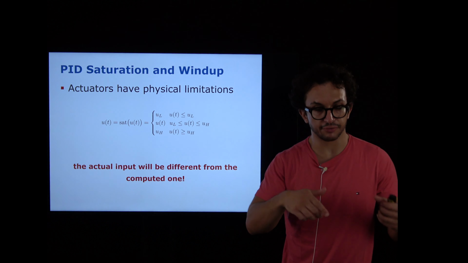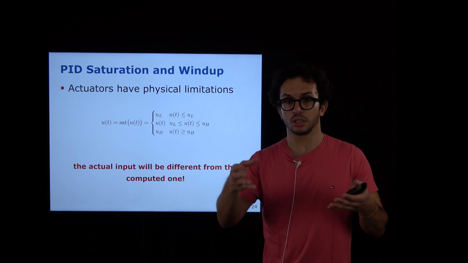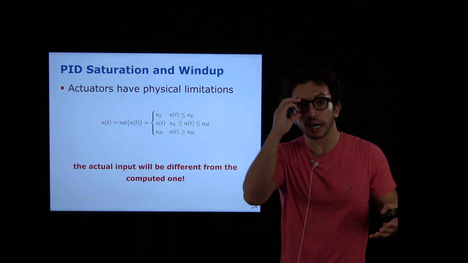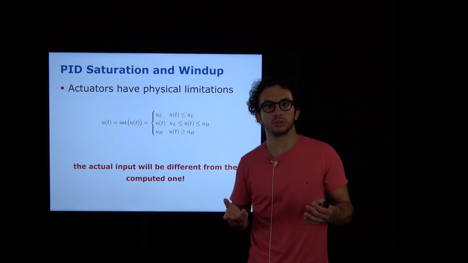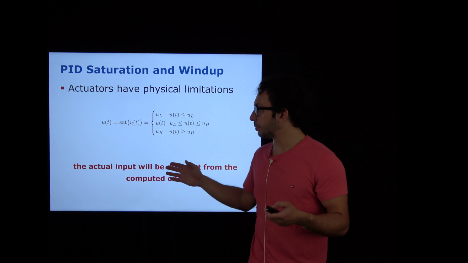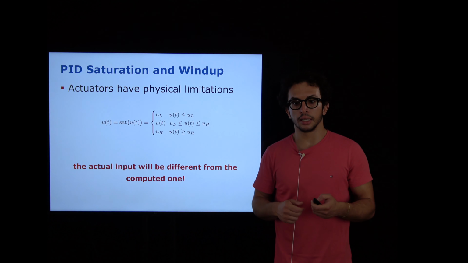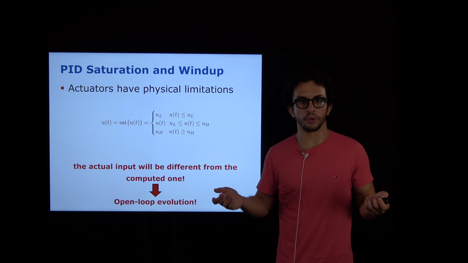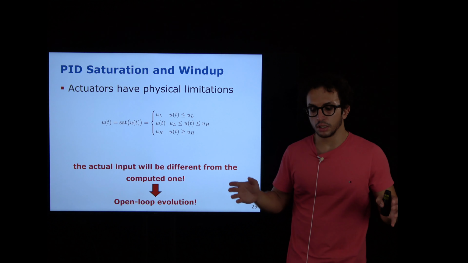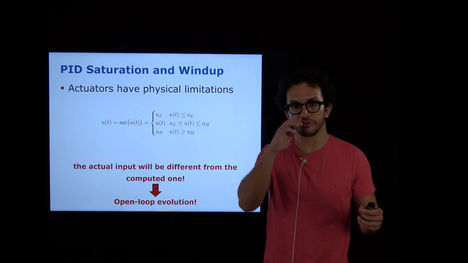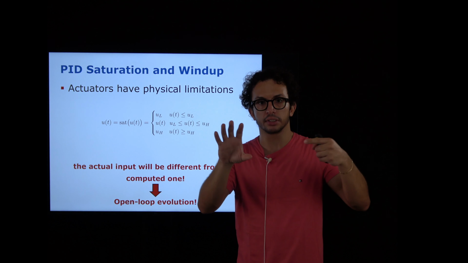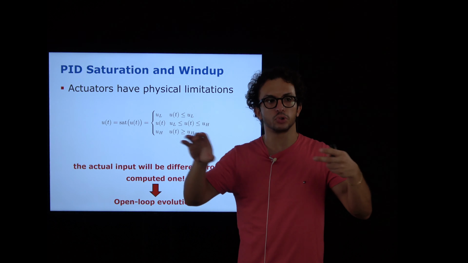So we compute something that would stabilize the system, because it's computed with all the techniques that we've seen so far and more. But this is not really what we're feeding to the system, because we are not able to achieve that kind of signal. So the actual input will be different from the computed one. And basically what happens is that we have an open loop evolution. At that point, we have really no power anymore, because the open loop evolution, if you remember the very first lecture, is something where you have a process, you try to control it, but you don't really care about the output.